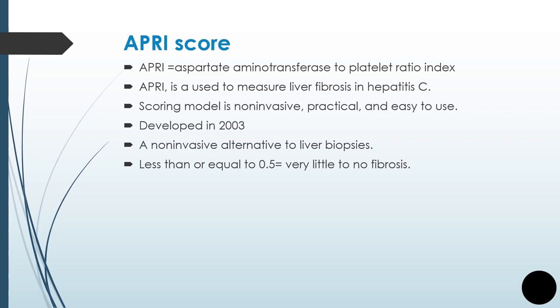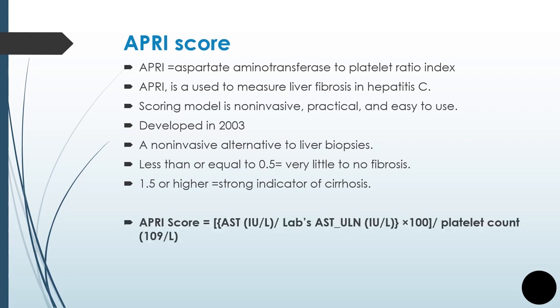Now, the values range between 0.5 to more than 2, and the lower the value, the lesser the fibrosis. For example, a patient who has an APRI score of 0.5 will have very little or no fibrosis. If the score is 1.5 or higher, this would be a strong indicator of cirrhosis.